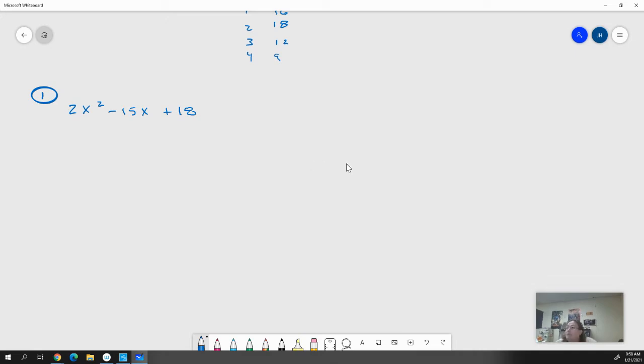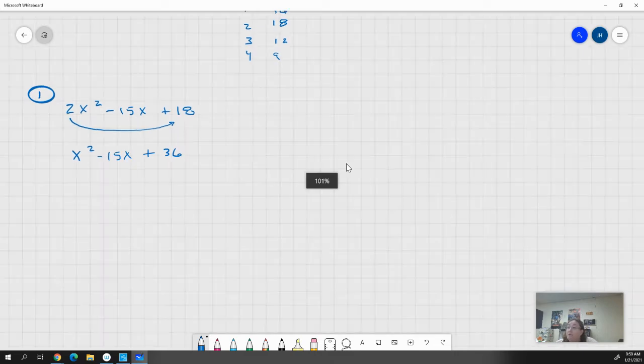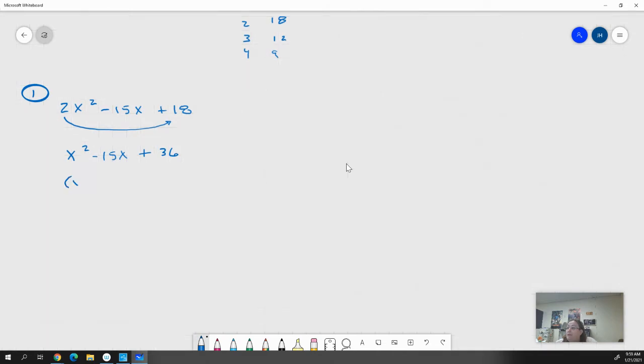You're going to take 2 and multiply it times 18. And you're going to rewrite this without the 2. You're going to go x squared minus 15x plus 36, right? 18 times 2 is just 36. And now we're just going to solve it for this right here as though it was 1. What do we know? We know that we're going to have x minus something times x minus something else.